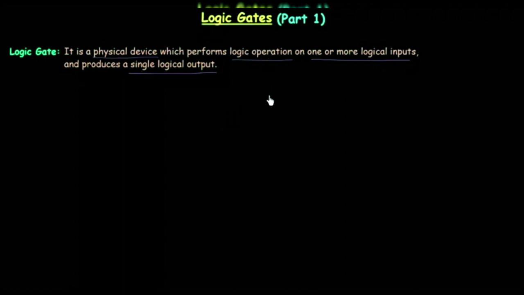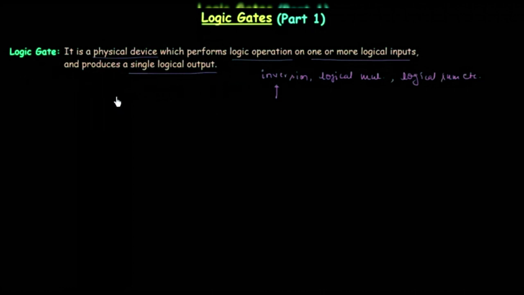Very clear. The logic operations like inversion, logical multiplication, logical sum, etc. We can perform them by using logic gate, and we can have one or more logical inputs. For example, in inversion we have only one input, and in logical multiplication we can have 2 or more inputs. So in logic gates we can have one or more logical inputs and it produces a single logical output. So this is a formal definition for logic gates.